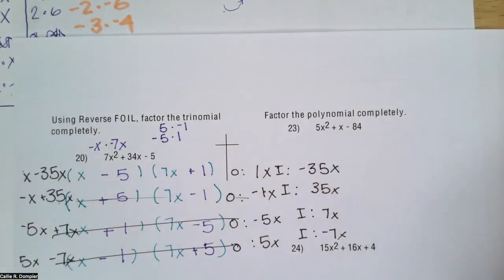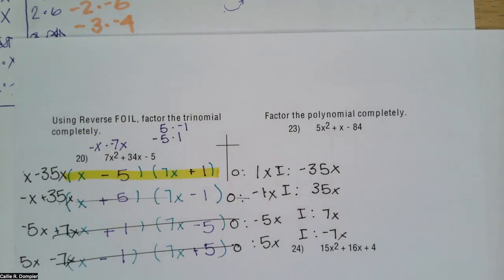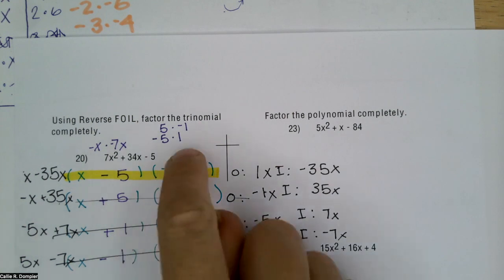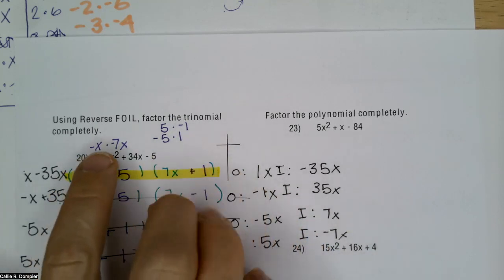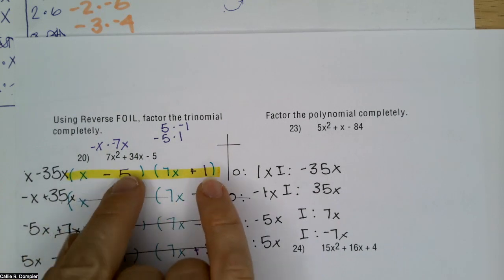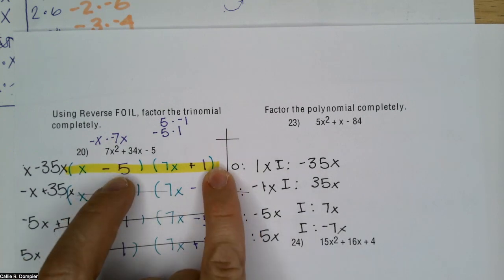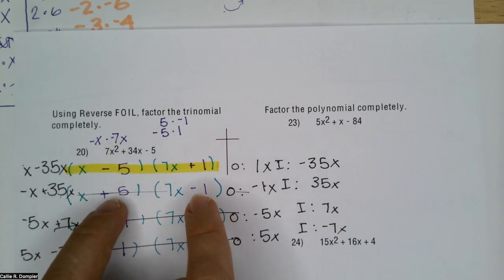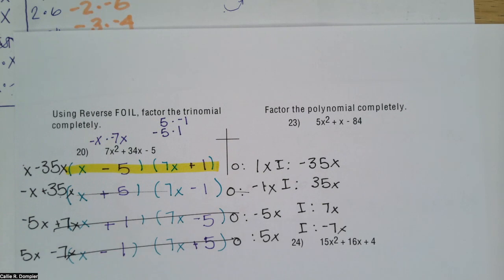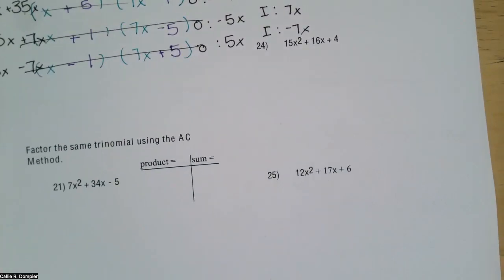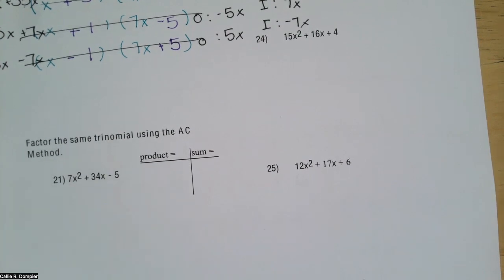And our answer is, sorry, I got a little bit crowded, x minus 5 times quantity 7x plus 1. So we only had two different factor possibilities, right? With the changed signs, but because of the 7x, we had to decide whether the -5 went with the x or with the 7x. So we decided it was -5 and 1 instead of +5 and -1. Right? There is 7x squared minus 34x minus 5, using the AC.